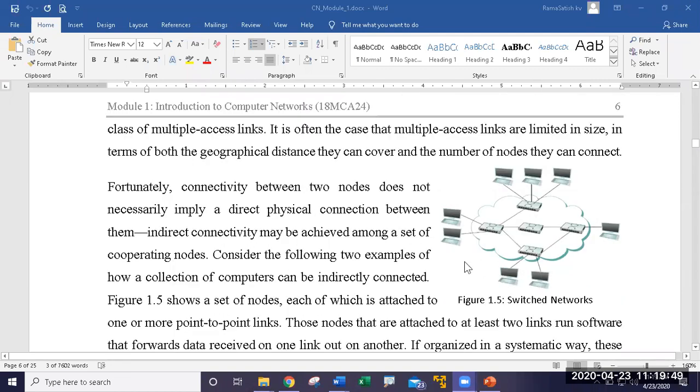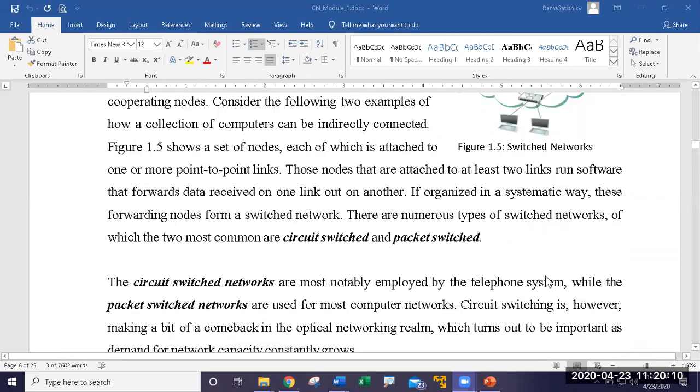We also understand switched networks. In a switched network, computers and networks are connected using various switches, which are generally used to interconnect multiple networks. There are two types of switched networks: circuit switched and packet switched. Packet switched is also called datagram switched, wherein the data goes as a packet and reaches the destination independently.